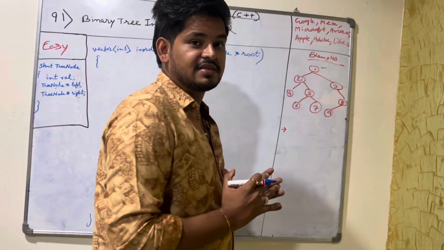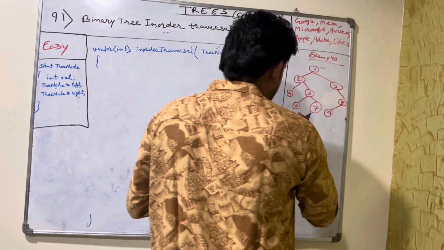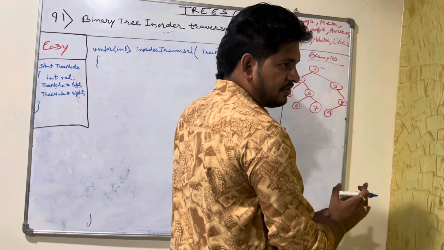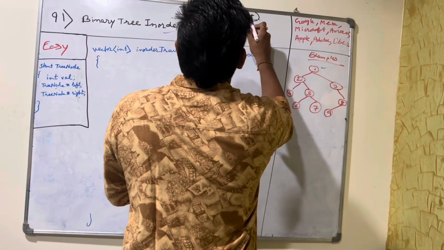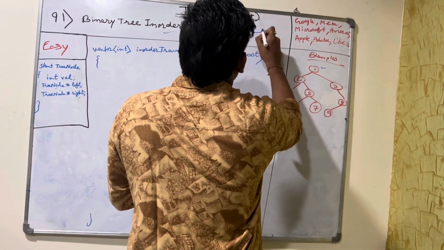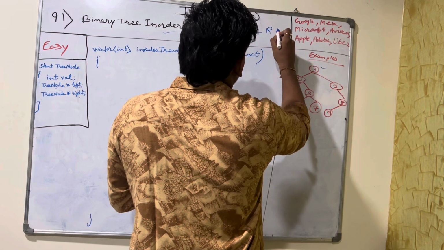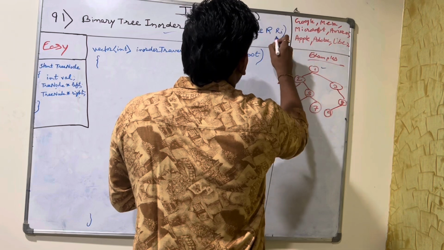In post-order traversal, we first traverse the left subtree, then we traverse the right subtree and then we go to the root. But in in-order traversal, we first travel the left subtree, then we go to the root and then we travel the right subtree, right? So this is the way we travel.